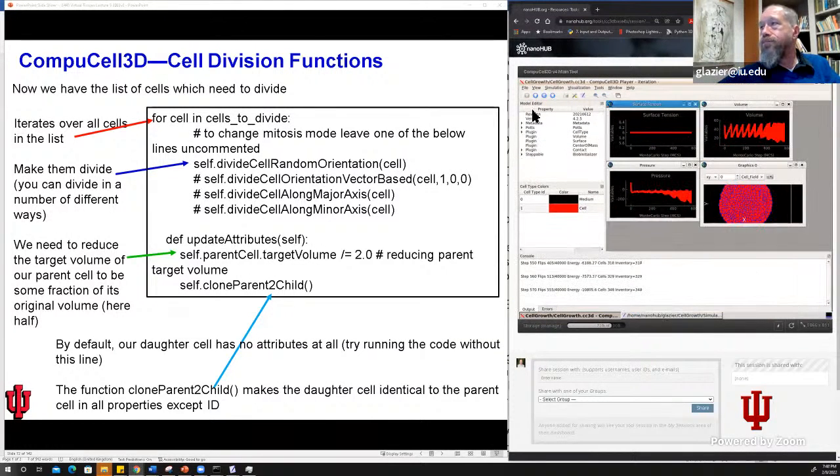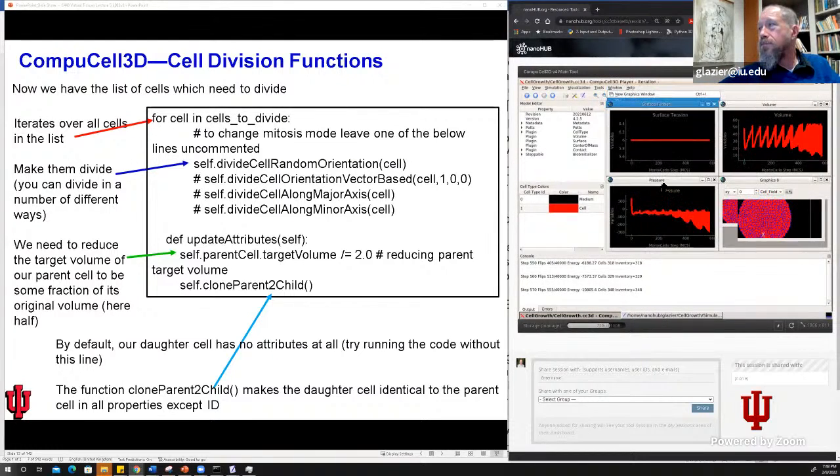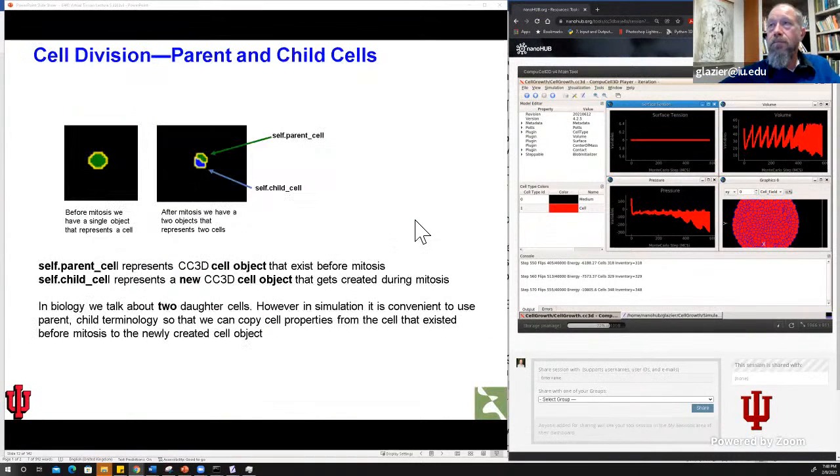Good. So, did people get something that looks a bit like this? For your simulation. Let's come back just for a second.